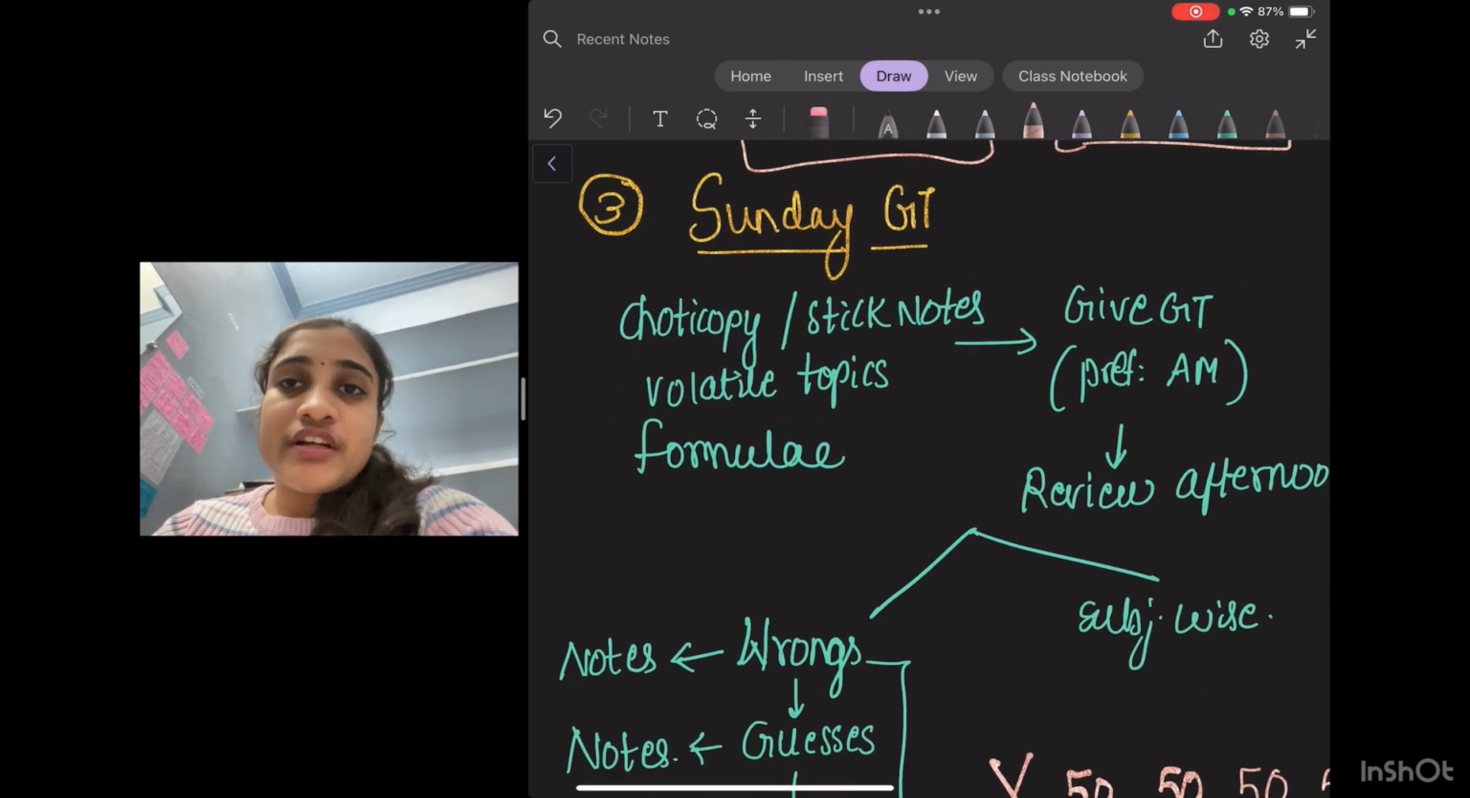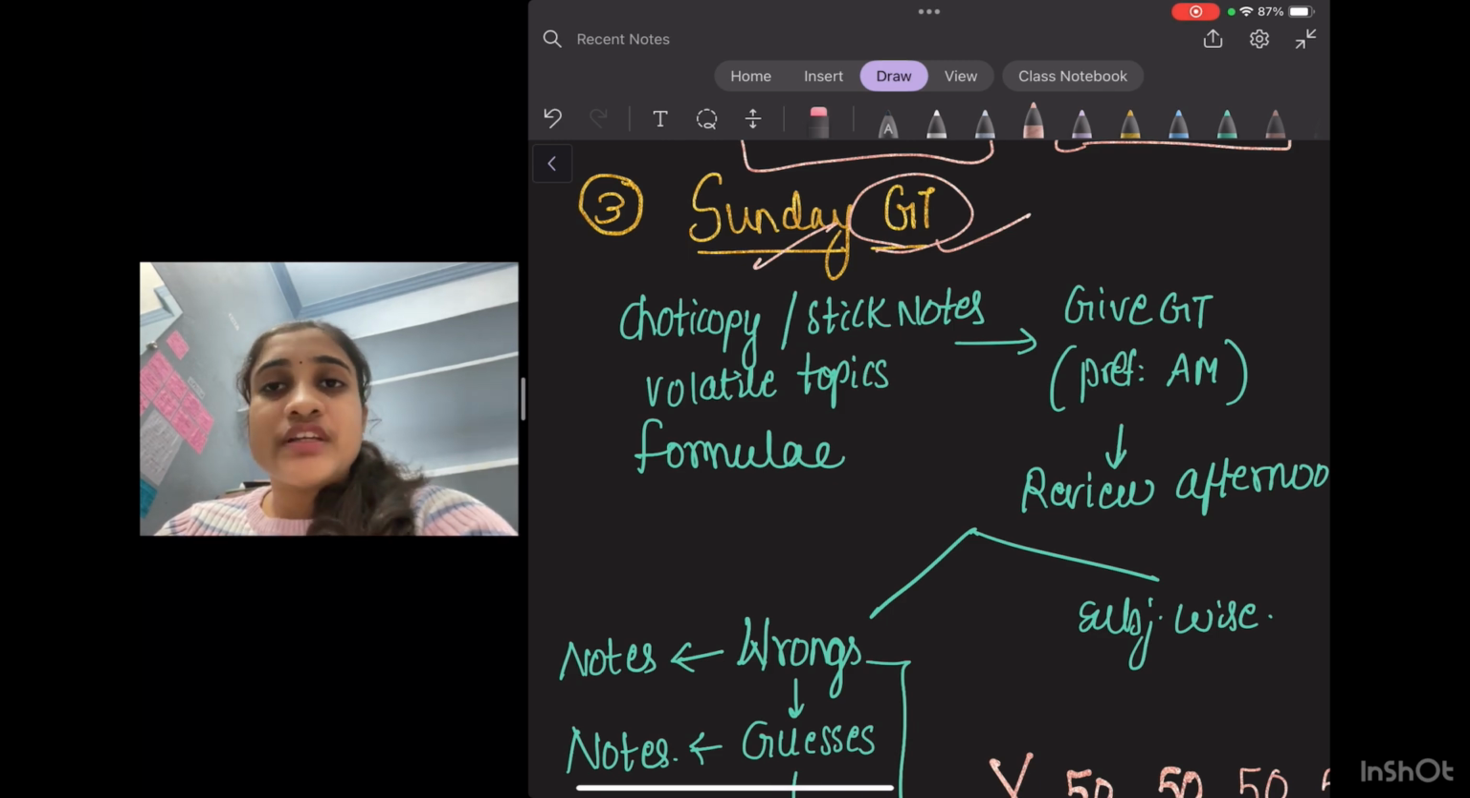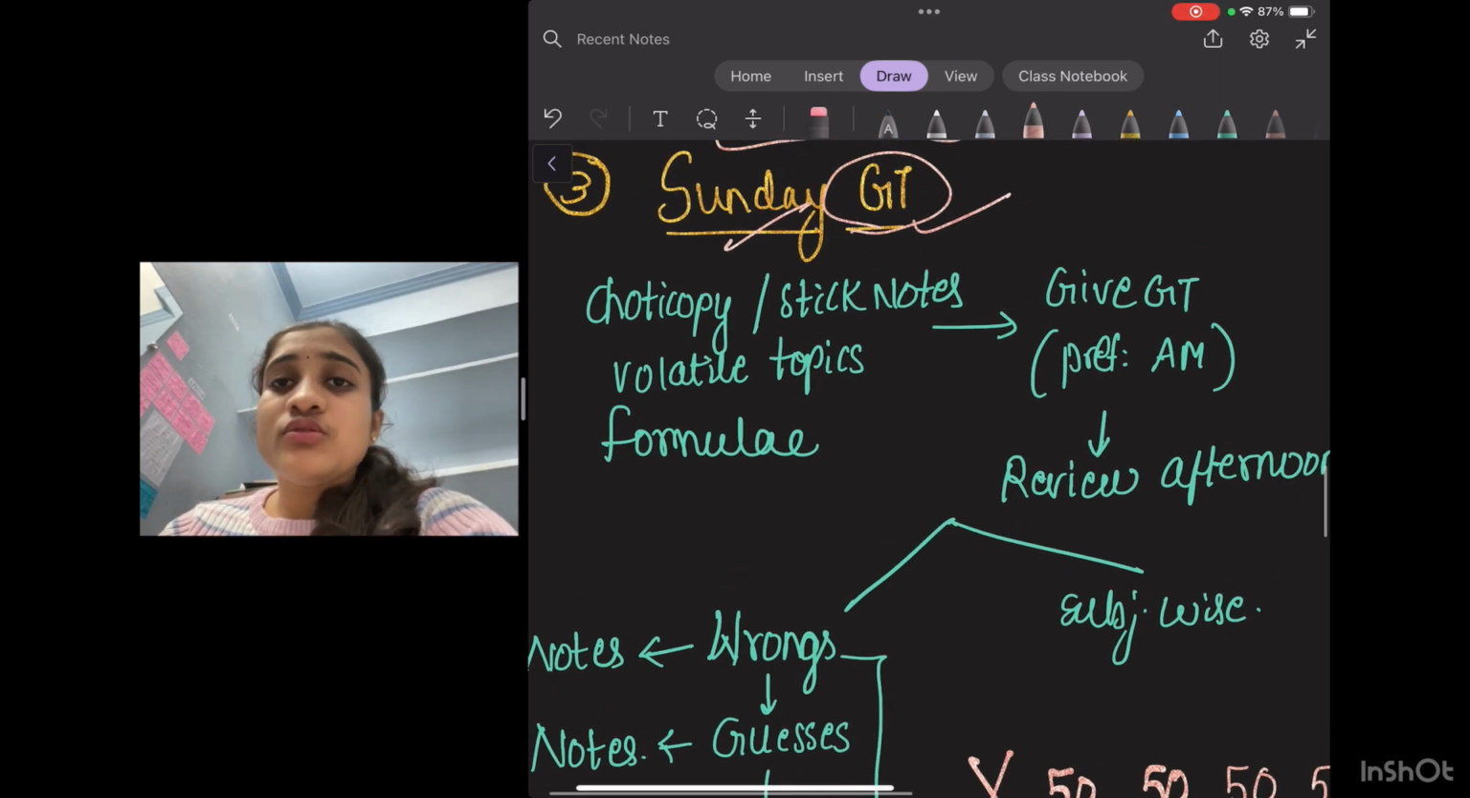Next, day after tomorrow is Sunday. Try giving a GT. If you have not given any GT, try giving one. Consider it as a baseline GT. It is the baseline score of whatever you know until right now. So what to do on GT day? On the day of GT, in the morning, try studying chote copy if you have, or sticky notes, volatile topics, formulae. If possible, just have a look at them and give the GT, preferably in the morning, and review it in the afternoon.